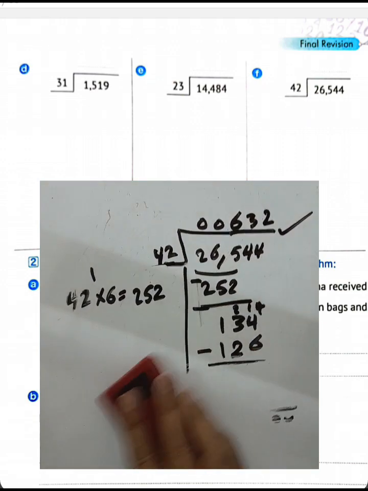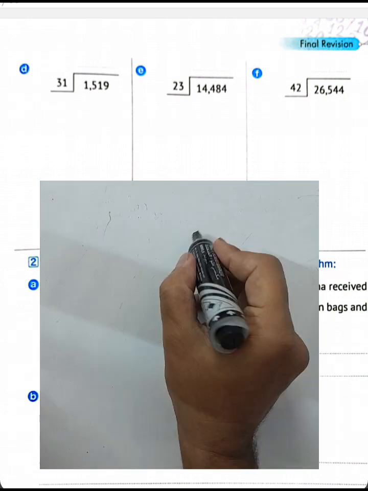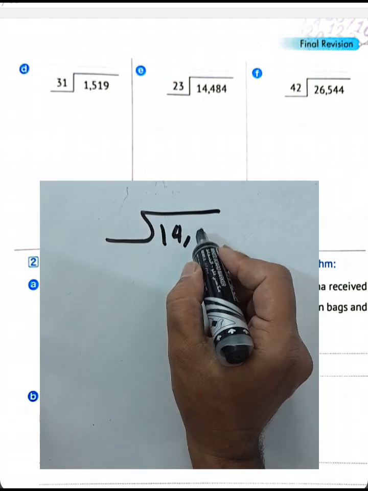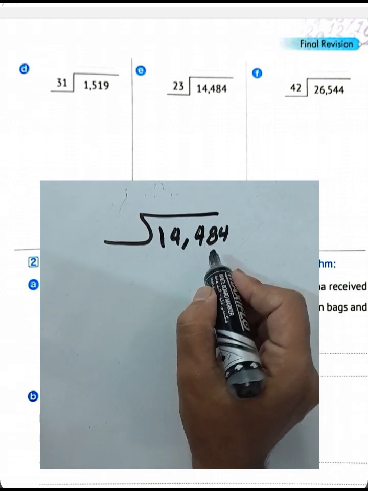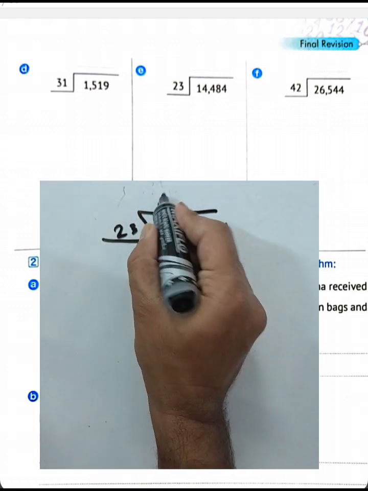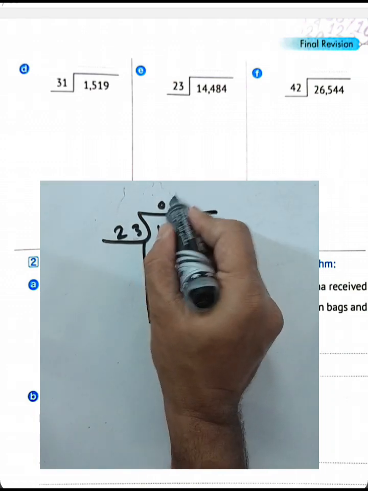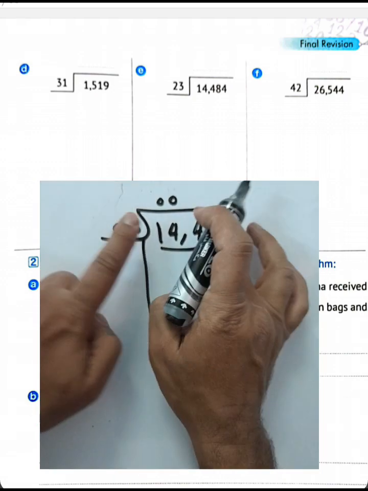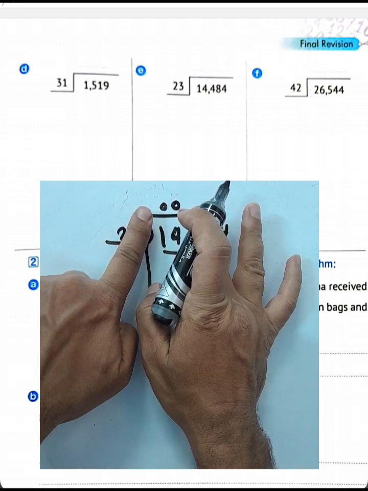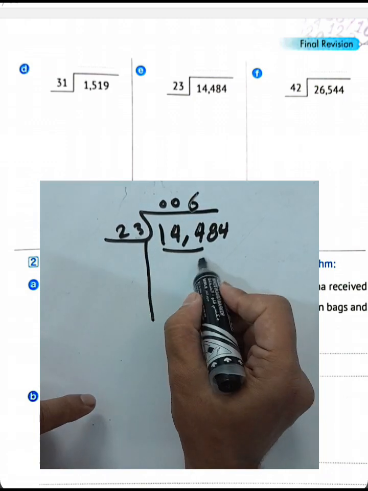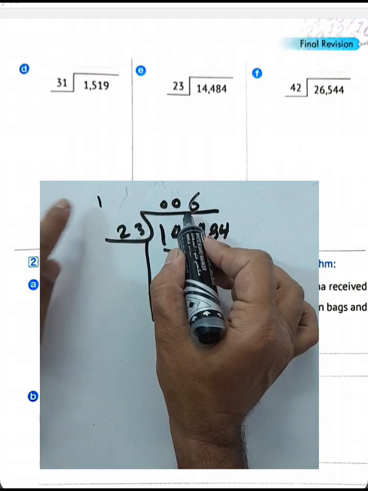Question letter E. Divide 14,484 by 23. Write 0 here. 14 is less than 23, and 144 is greater than this number, and we estimate digit by digit. 14 divided by 2 equals 6. 6 times 2 is 12, nearest to 14. Write 6 outside. 3 times 6 equals 18. Write 8 and carry 1. 2 times 6 equals 12 plus 1 equals 13.